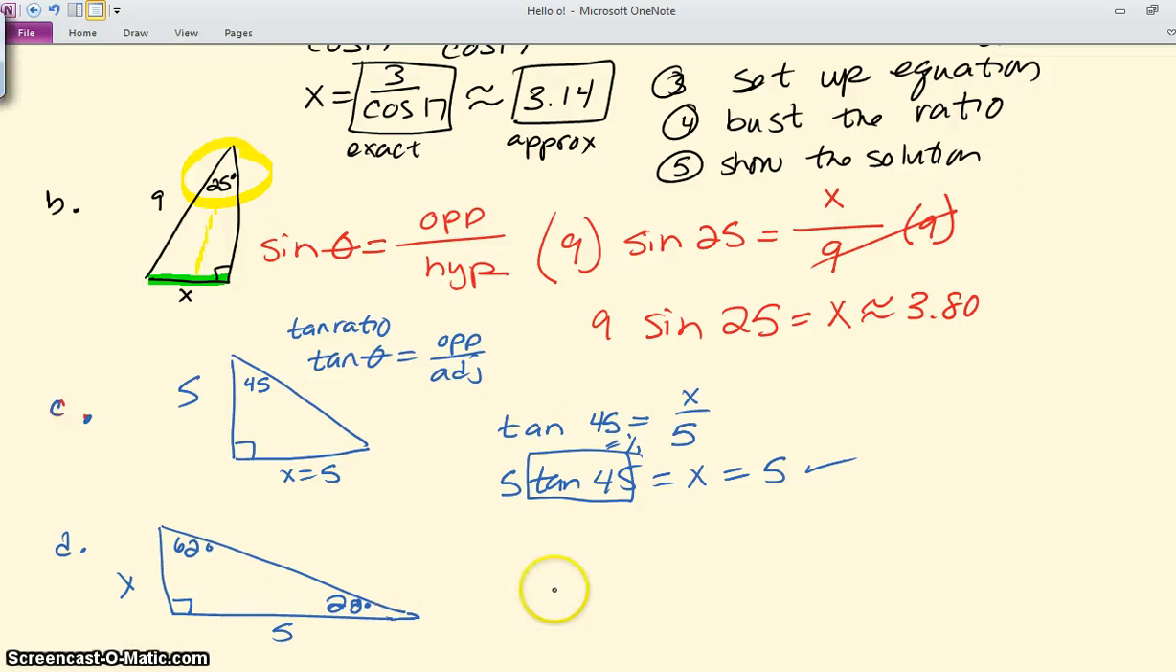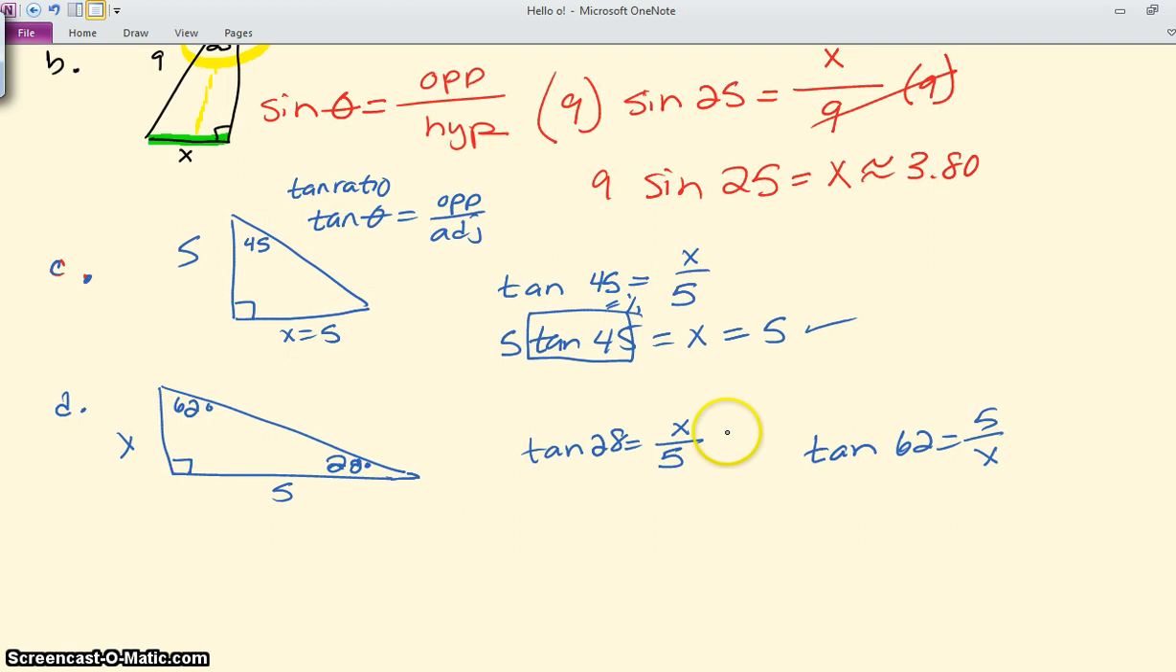So tangent of 28 is x over 5. I kind of prefer that to tangent of 62, which is 5 over x. We're going to get the same value for each calculation, but there's one fewer step in this tangent of 28 calculation, because I go directly to x equals 5 tangent of 28. When I put that in my calculator, I have a value of approximately 2.66.